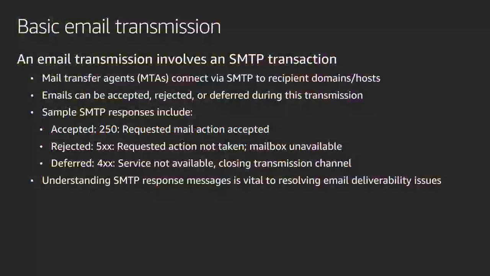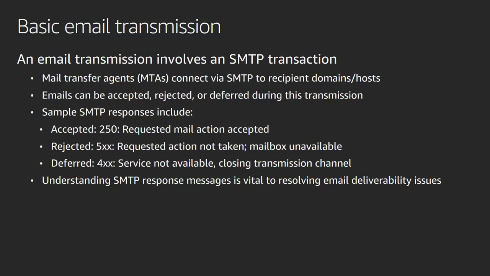Moving to the email deliverability overview, the basics of an email transaction are that it really is an SMTP transaction from one sender to a recipient via mail transfer agents. They connect via an SMTP transmission. Their emails can be accepted, rejected, deferred or throttled, and those statuses are represented by the SMTP codes. An accepted message would be a 250 code. It would typically have additional information, like it was accepted or it was passed through.